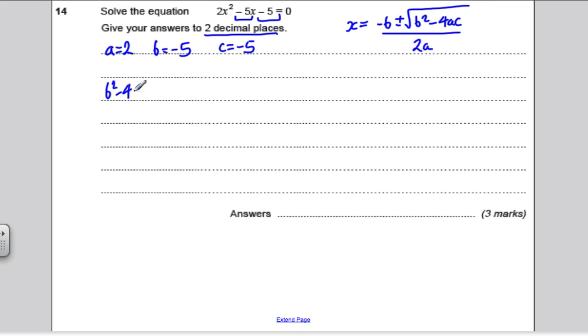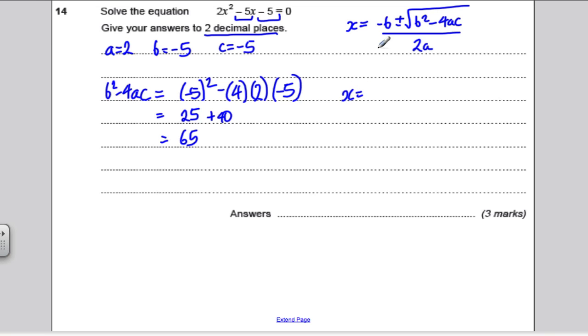b squared minus 4ac, well, that's minus 5 squared minus 4 times 2 times c, which is minus 5. Now, minus 5 squared is minus 5 times minus 5, which is 25. Minus 4 times 2 is minus 8. Minus 8 times minus 5 is plus 40. So these two things together would actually be 65. And now I can just straight away substitute my values in.